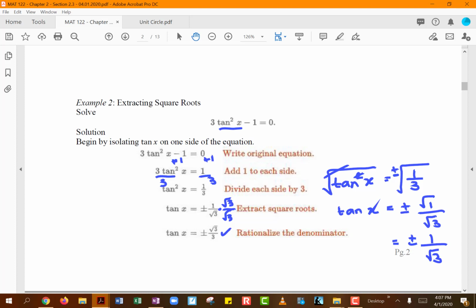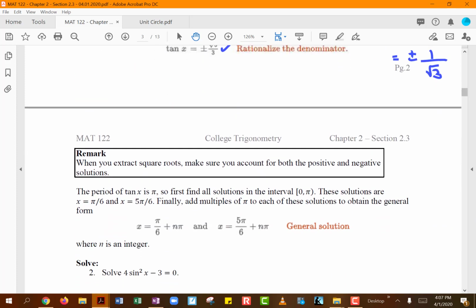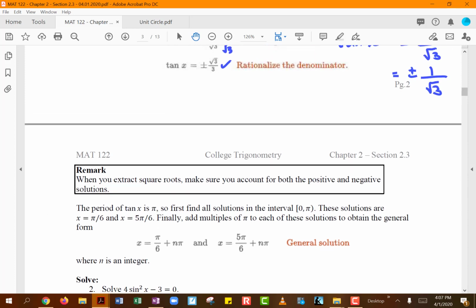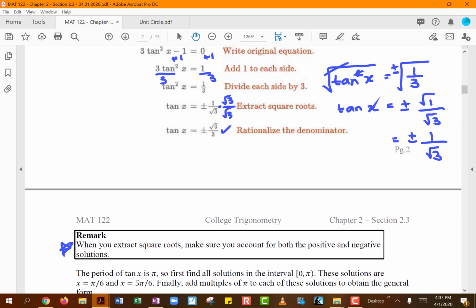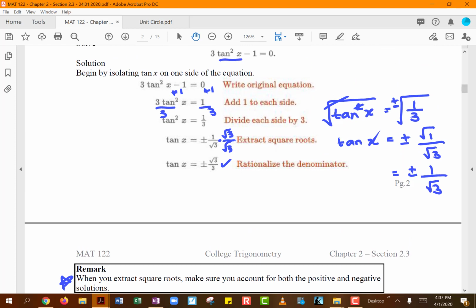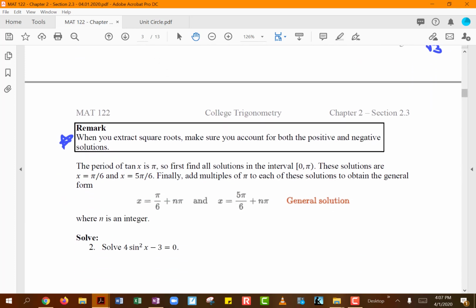And now you have to, of course, find out what your tangent of x function would be. And just as a note, they are saying that when you are extracting square roots, make sure you account for both the positive and negative solutions. So this is where we brought in this little positive and negative sign on our square root. That's what they're reminding you about here, okay?